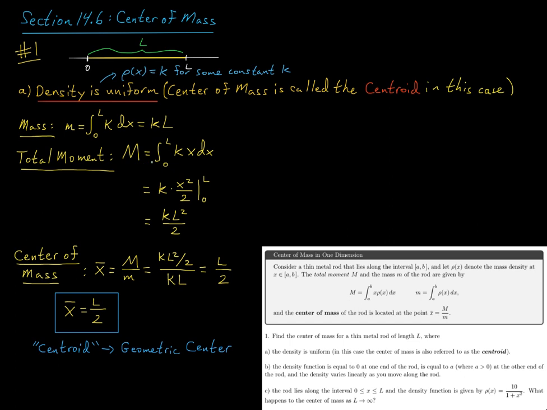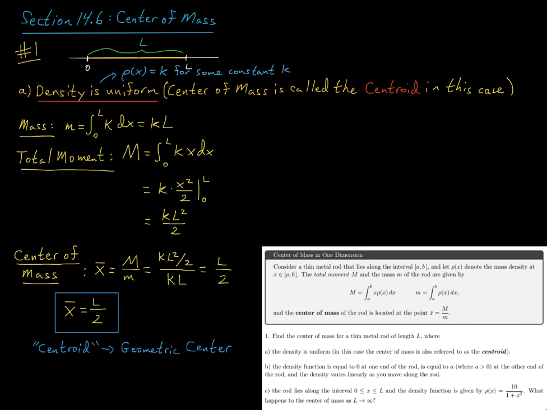The moment would be the integral of x times the density, which is k, from 0 to L. That's going to give you k x squared over 2, and evaluating, you'll get k L squared over 2. And the center of mass then would be the ratio of the moment to the mass, and that's going to give us, as we expected, L over 2. So it's that geometric center.